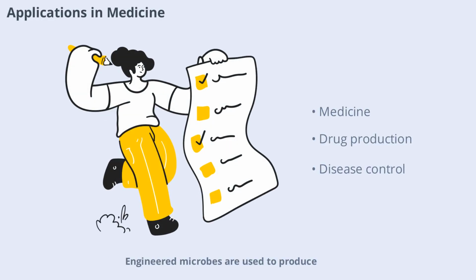Microbial genetic coding has transformed medicine. Engineered microbes are used to produce life-saving drugs like insulin and antibiotics. Understanding microbial genetics also helps us track and control infectious diseases, develop vaccines, and design targeted therapies. The study of microbial genomes continues to open new frontiers in medical science.